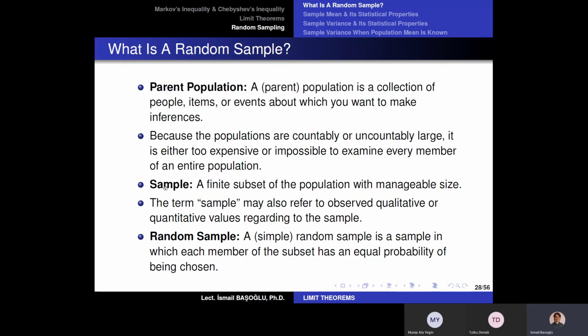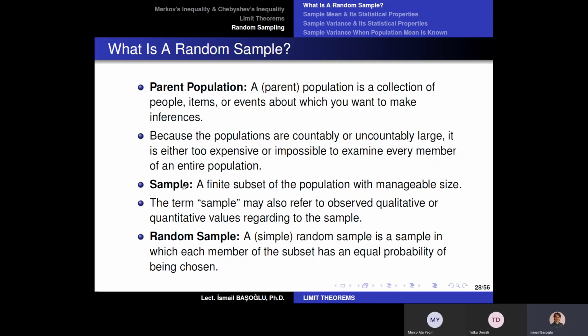And that small portion of the parent population is called the sample, which is a finite subset of the population with manageable size. The term sample here may also refer to the observed qualitative or quantitative values regarding the sample. So when we say sample, we do not just consider the subset itself, we are also considering the quantitative values regarding that sample.